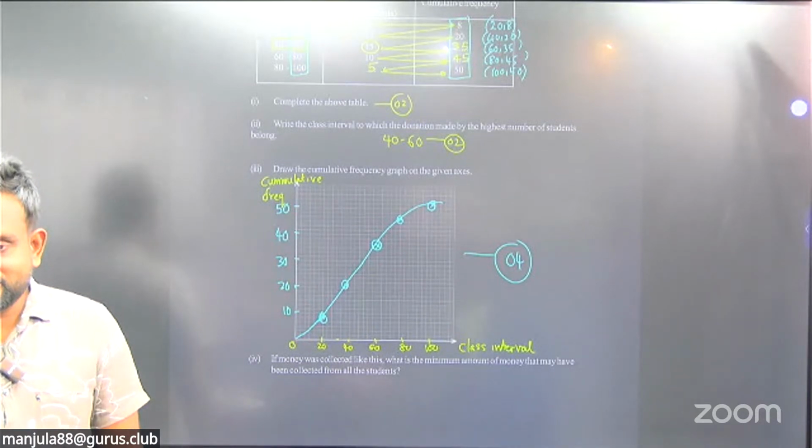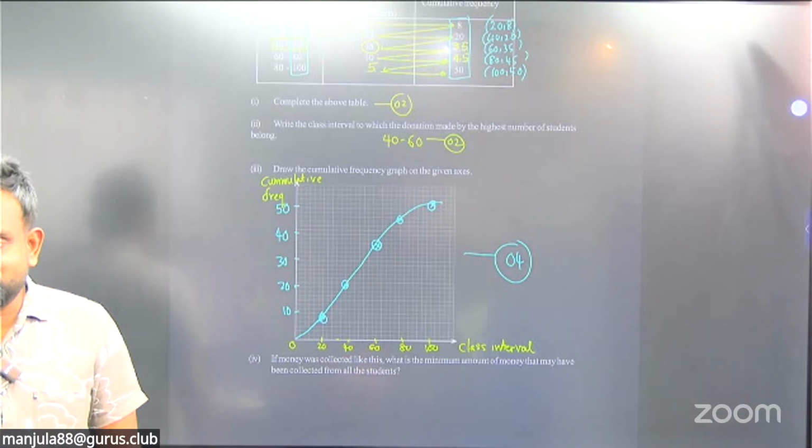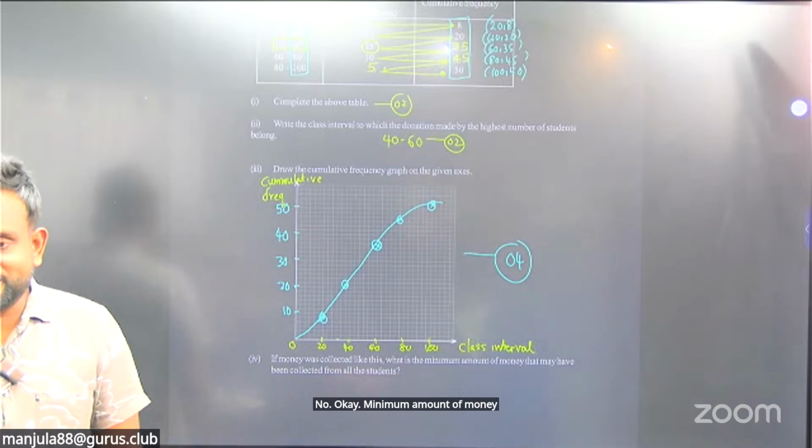Hmm? Yes, as per that one, you feel that it is zero, but is it possible to have zero? No. Okay. The minimum amount of money that was collected.